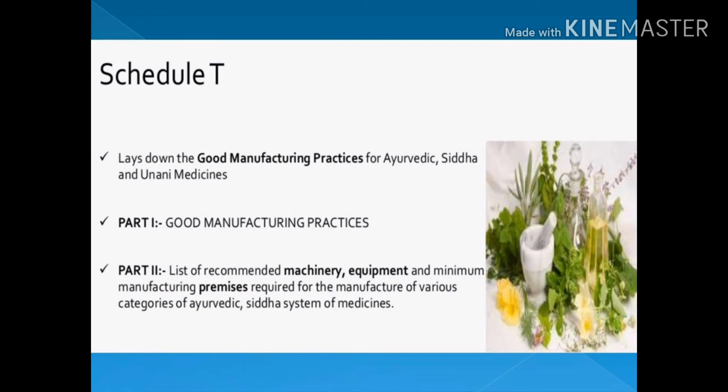Schedule T lays down the good manufacturing practices for Ayurvedic, Siddha and Unani medicines. These are in two parts, part 1 and part 2. Part 1 includes good manufacturing practices. Part 2 includes the list of recommended machinery, equipment and minimum manufacturing premises required for the manufacture of various categories of Ayurvedic, Siddha and Unani systems of medicine.